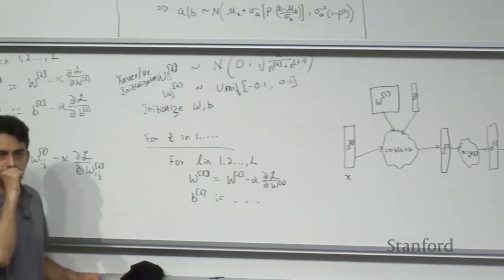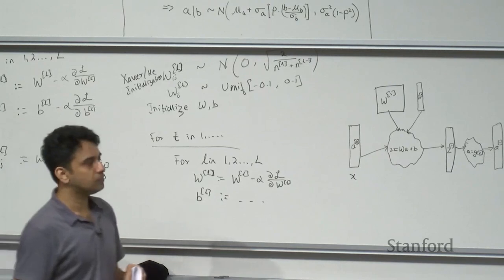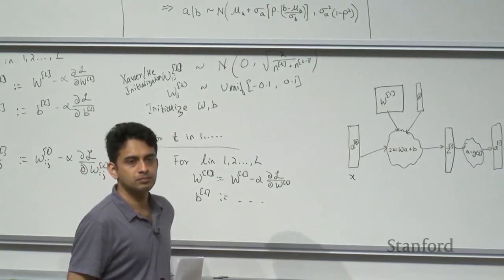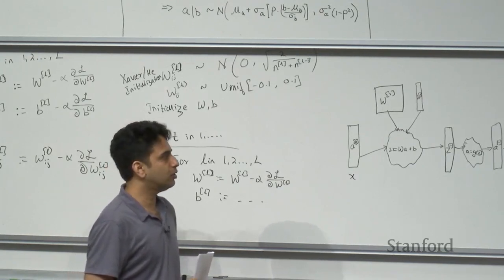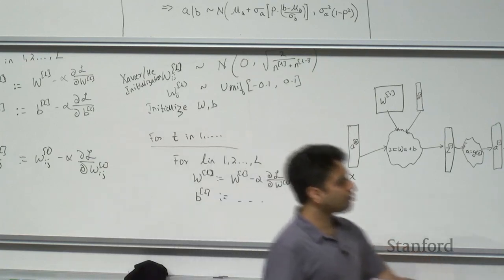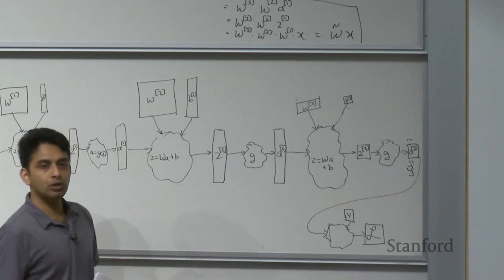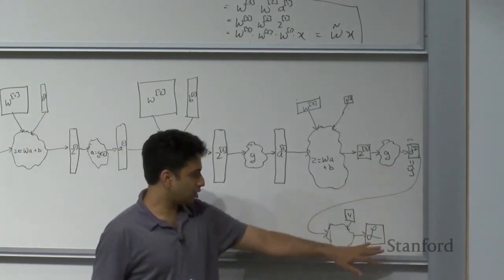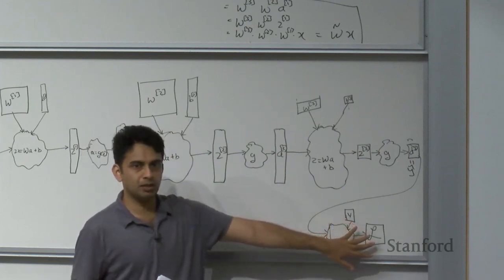This question? Yeah, so the question is, what if y hat was a vector, right? Y hat could be anything as long as your loss is a scalar, right? Eventually, we want the loss to be a scalar.